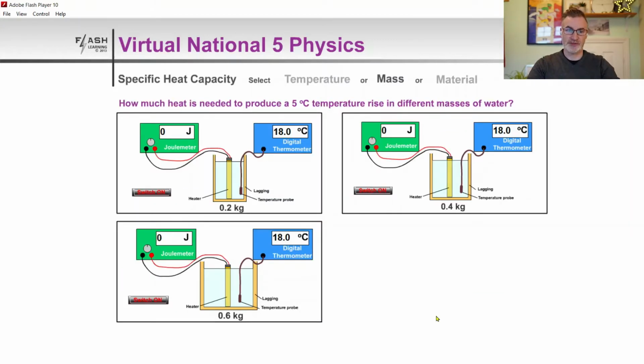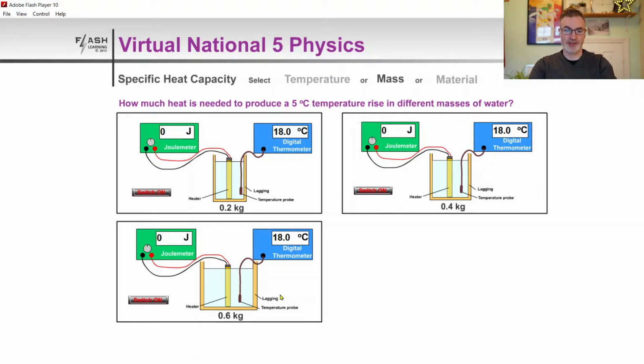Now moving on to this one, we're going to look at how the mass of water, or the mass of any material indeed, will affect the amount of energy required to raise the temperature by a set amount. Now in this experiment it's saying how much heat is needed to produce a 5-degree temperature rise in different masses of water.